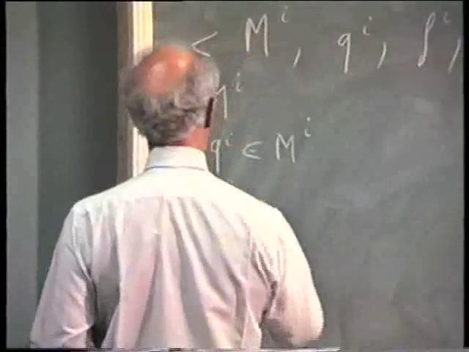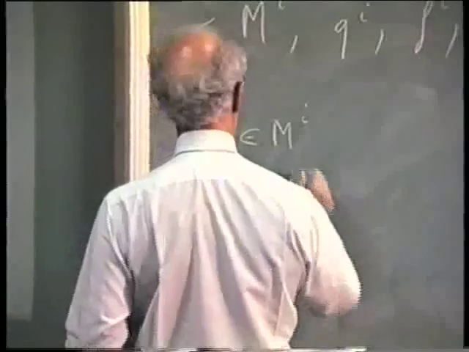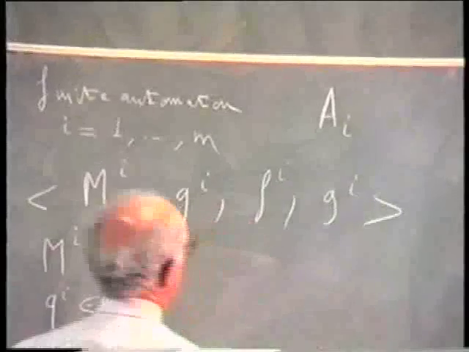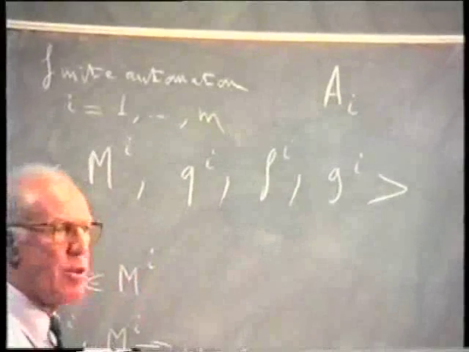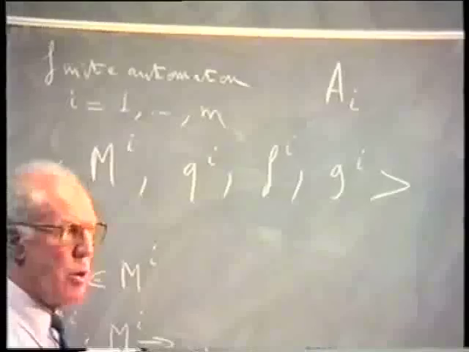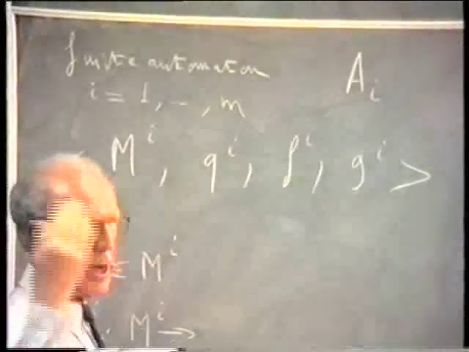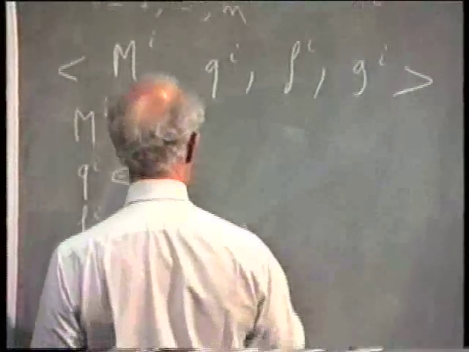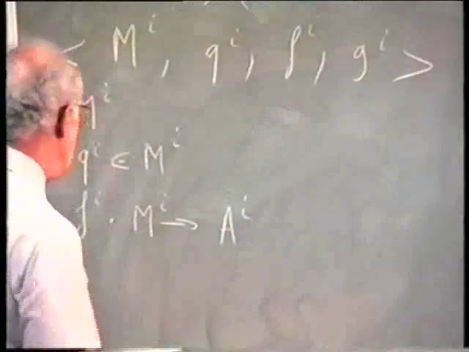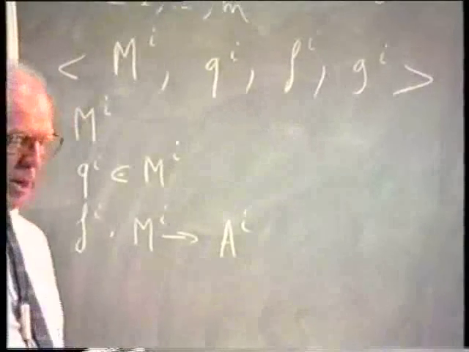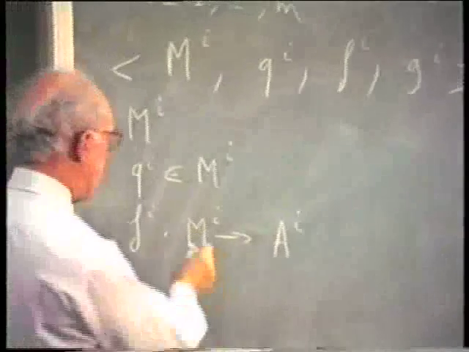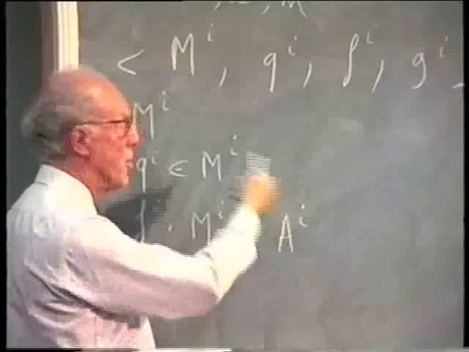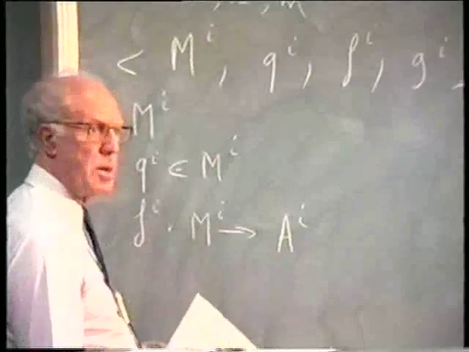F_I is a function from M_I to A_I, where I should have said earlier that A_I is the finite set of possible actions for the i-th player. So in a game, it would be the finite set of pure strategies, for instance. And F_I simply tells the i-th player, if you are in a certain state, an element of M_I, then this is what you do. And the player, of course, can choose this automaton as he likes.